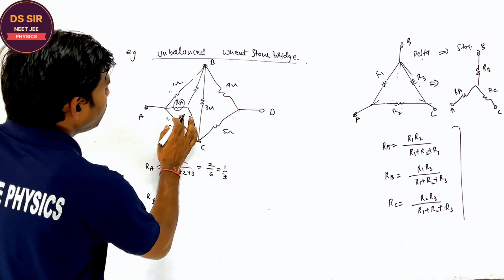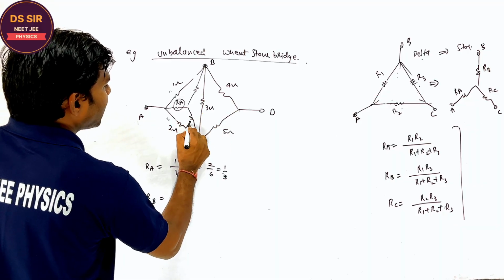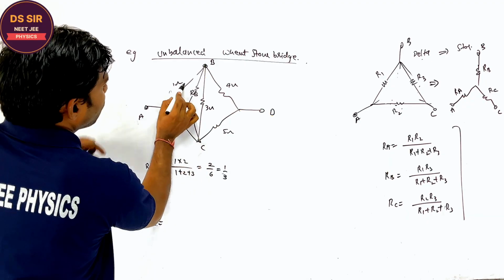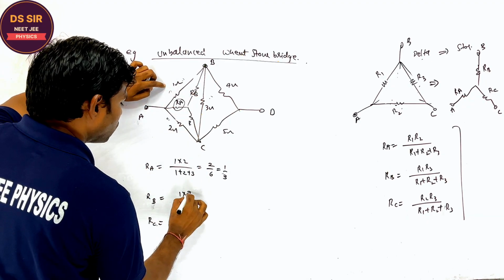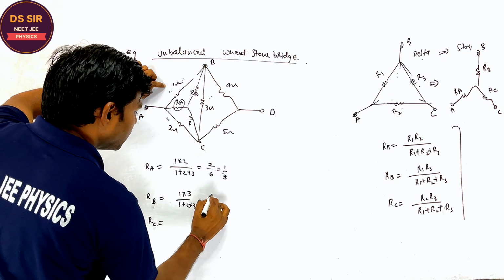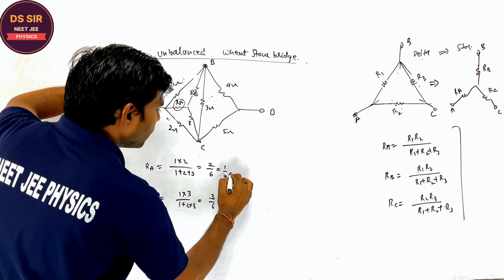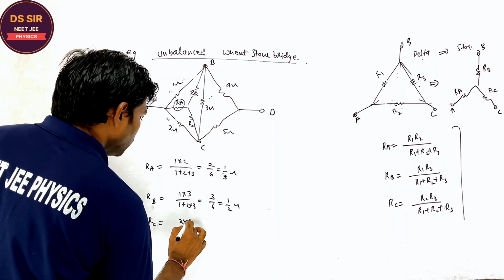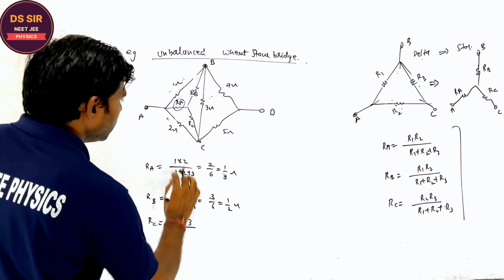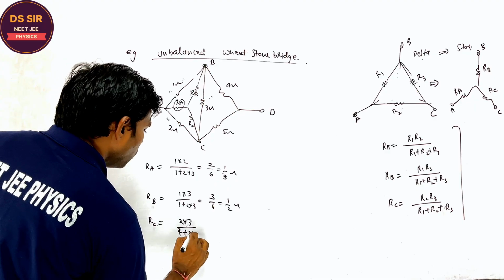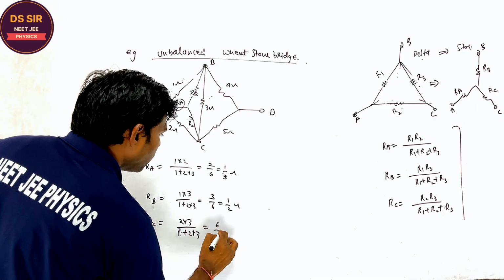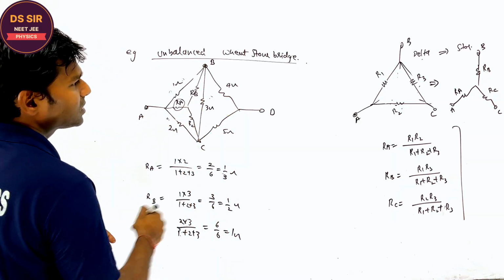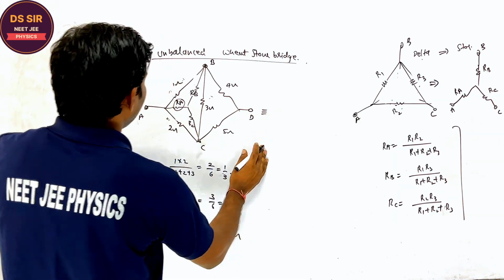In the same way, if you want to write the resistance RB, RB is what? 1 into 3 divided by 1 plus 2 plus 3 is equal to 3 upon 6, which is equal to 1 by 2 ohm. Fine. In the same way, for RC, 2 into 3 divided by 1 plus 2 plus 3 is equal to 6 upon 6, which is equal to 1 ohm. Is it clear or not? So the delta in this circuit is converted in this way.